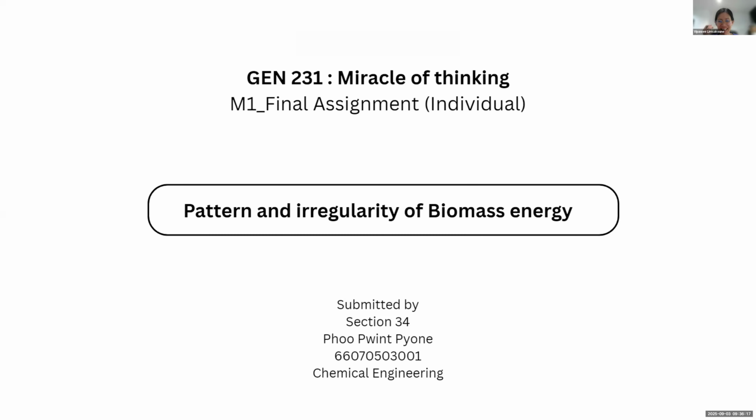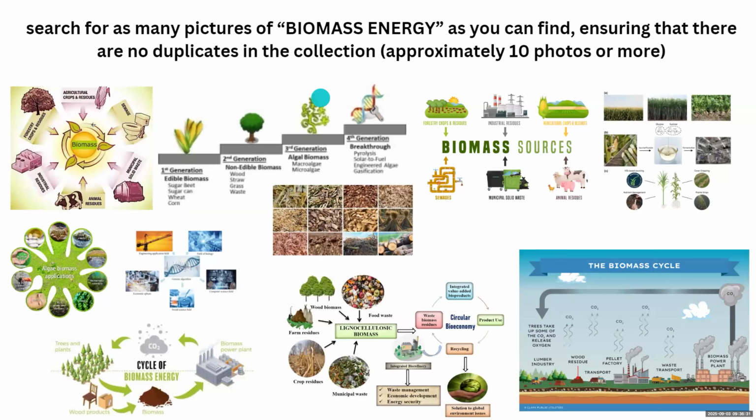Please start. Okay. So good morning, Arjan and my classmates. I am Puen Pyong from Chemical Engineering. Today, I'm going to share with you about the pattern and irregularity of biomass. Before I start, let me introduce some facts about biomass. Basically, biomass energy is a kind of renewable energy derived from living organism matter such as wood, crops, animal waste, and agricultural waste.